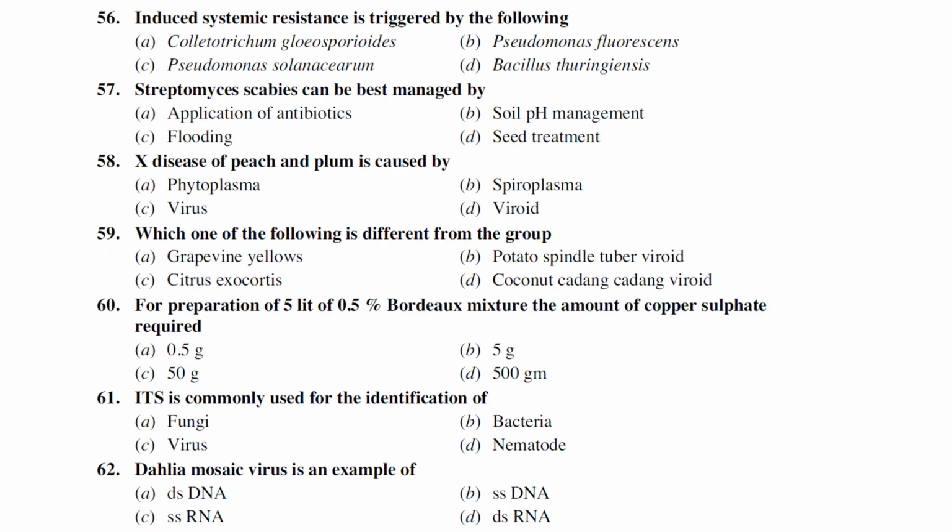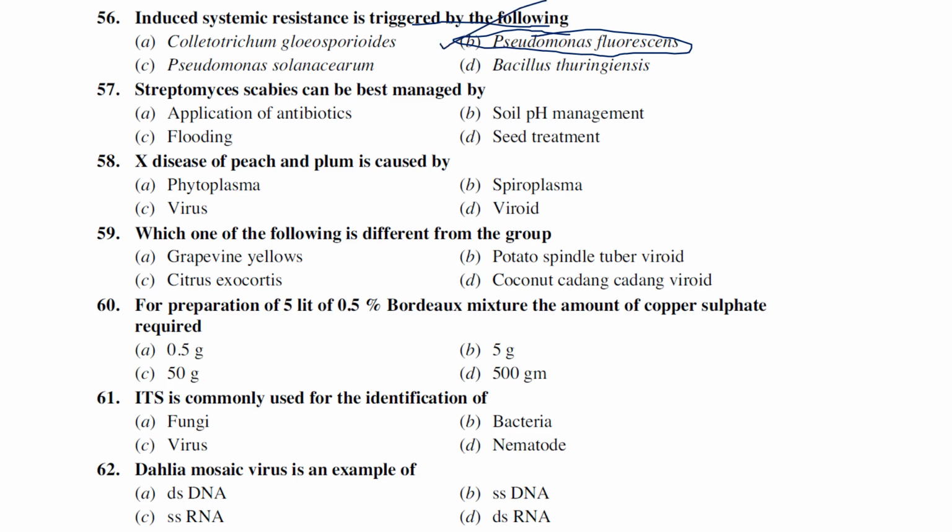Induced systemic resistance is triggered by which of the following: Colletotrichum gloeosporioides, Pseudomonas fluorescens, Pseudomonas solanacearum, Bacillus thuringiensis. Generally Pseudomonas fluorescens has the ability to trigger induced systemic resistance. So the answer is Pseudomonas fluorescens.